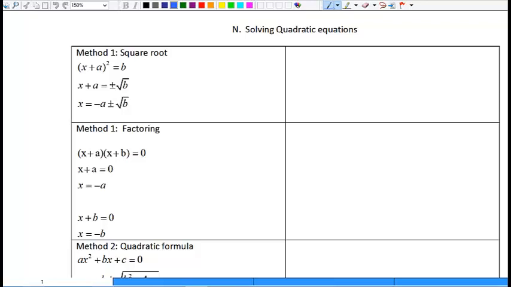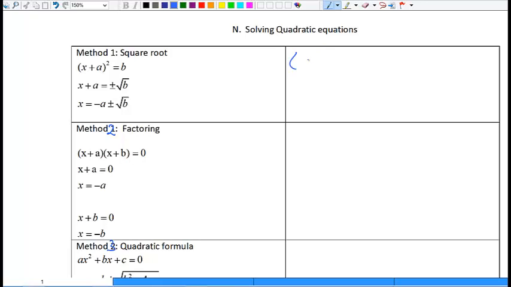Okay, so we're going to look at three methods of solving quadratics. And I can already see a minor typo there, so sorry about that. The three methods we're going to look at are square root, factoring, and quadratic formula. So let me put up an example of when you might want to use the square root method to solve.